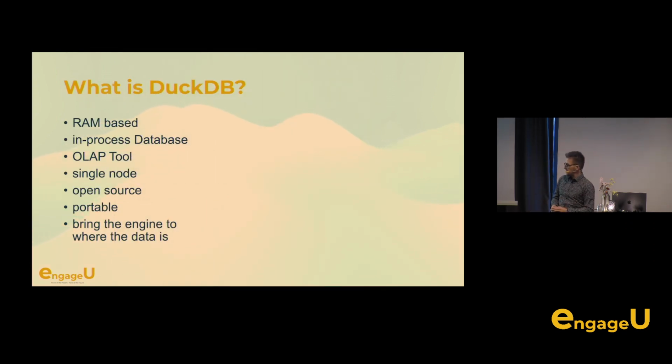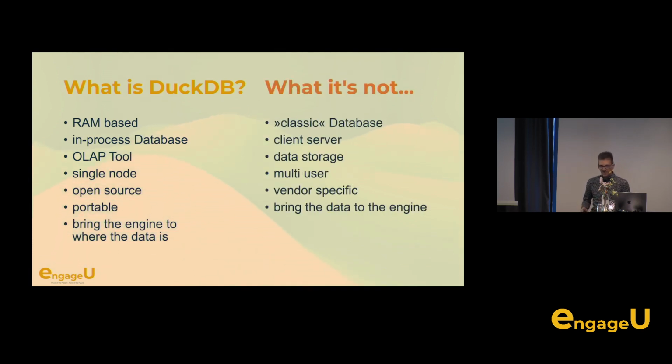I try to define what DuckDB is from what I have learned in the months before. It is RAM-based, it is an in-process database, it's an OLAP tool, a single node engine, open source, portable, and the idea behind it is to bring the engine to where the data is. On the opposite side, what it's not: a classic database like we know FileMaker or any other database engine. It's not client server, it's not data storage in the first place, it's not multi-user, it's not vendor specific, and it's not bringing the data to the engine as we know it. So this raises even more questions, but we will have some answers shortly.